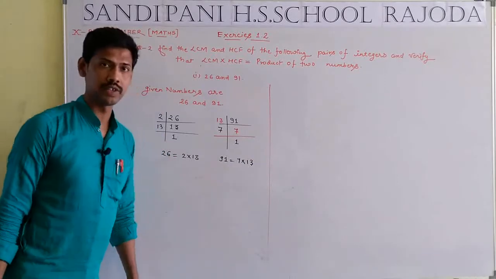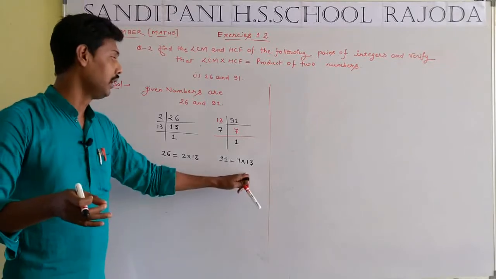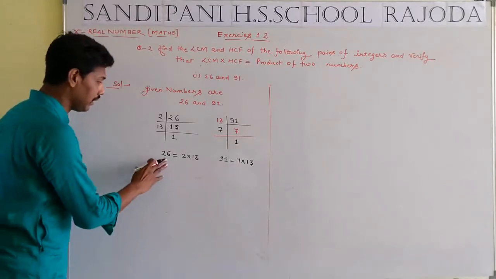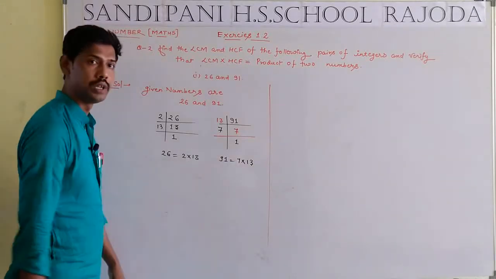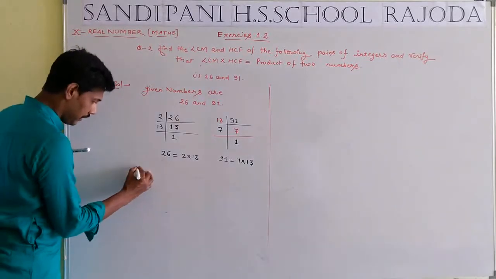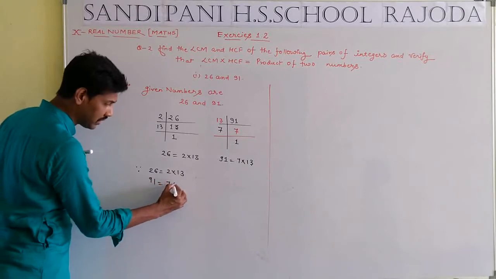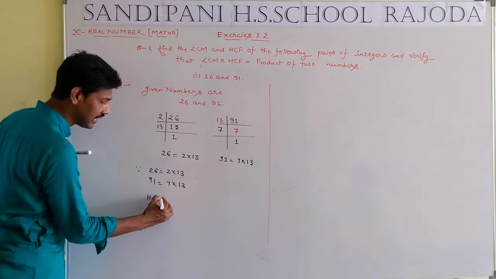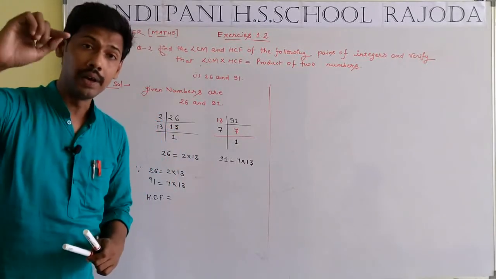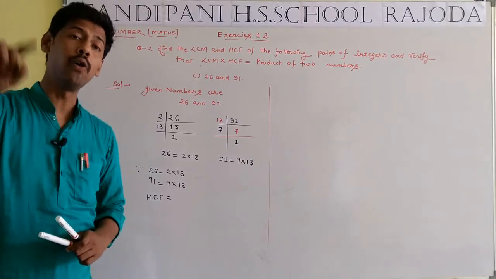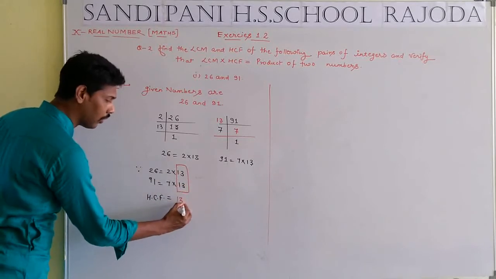In prime factorization, we use the smaller number first, as compared to the larger number. In the case of 26 and 91, we get the factors 2 into 13 and 7 into 13. So now 26 equals 2 into 13 and 91 equals 7 into 13. What about the HCF? Highest common factor, a number which divides all the parts, is known as HCF. So HCF will be equal to 13.